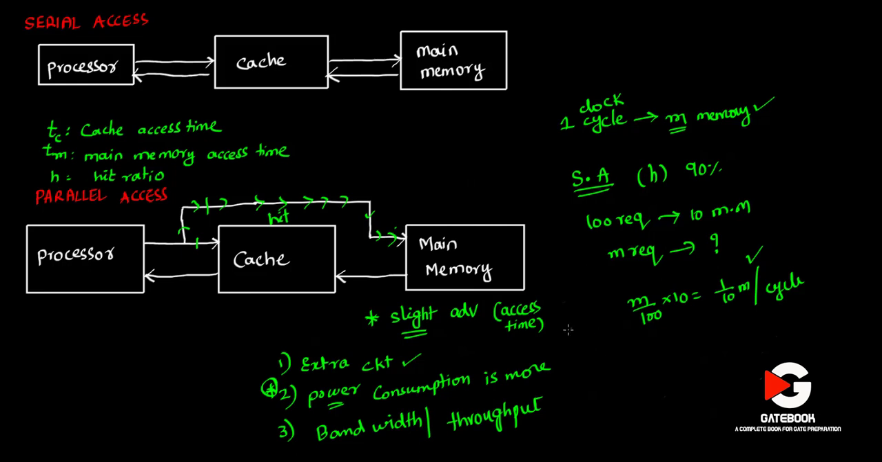Now the second one, parallel access. In parallel access, if you have m memory requests, how many are going to main memory? Everything, right? Every memory request goes to main memory. Whether it is served or not doesn't matter, it is being taken. So the number of requests going is m. That means here the bandwidth is m requests per cycle. So in one cycle of time, here m, here 1 by 10 m. Where is the more bandwidth? Here, correct?